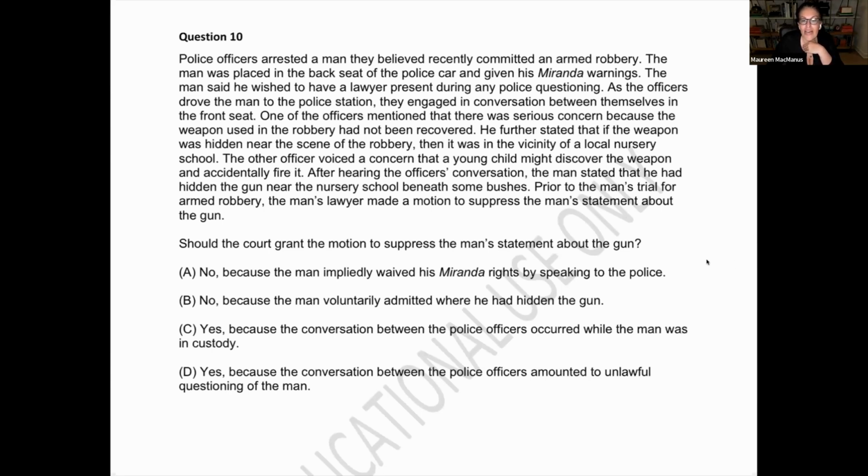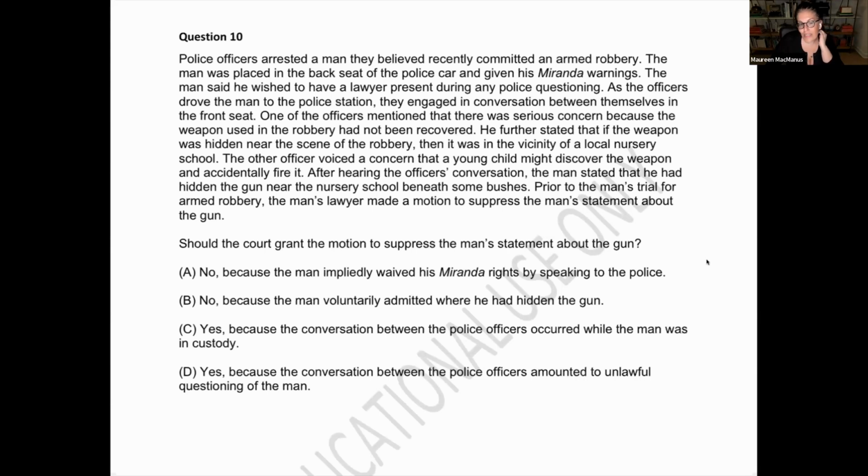A, no, because the man impliedly waived his Miranda rights by speaking to the police. That's not the case here. He had already invoked his right to counsel. They had to abide by that. Oh, hey, Susie. B, no, because the man voluntarily admitted where he had hidden the gun. He didn't do it voluntarily. He invoked his right to counsel, and then they're basically questioning him by making all of these statements. So that amounts to a questioning. It was likely to elicit an incriminating response.